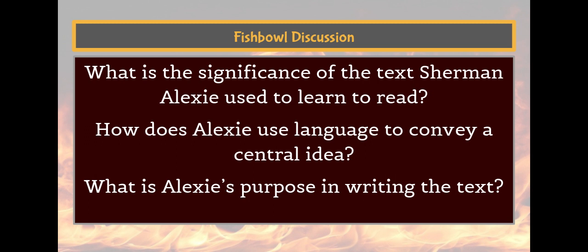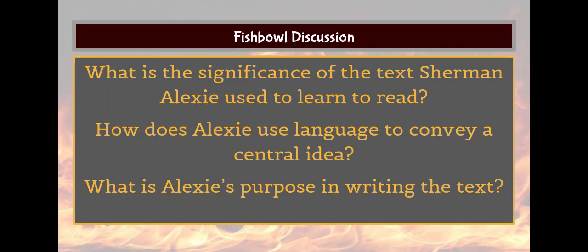Remember to refer to the preparation you did in the fishbowl discussion handout. You can also refer back to the text, your annotations, and the Analyzing Figurative Language handout. We will now begin the discussion. Now, we will switch places, and the twos will discuss while the ones take notes.